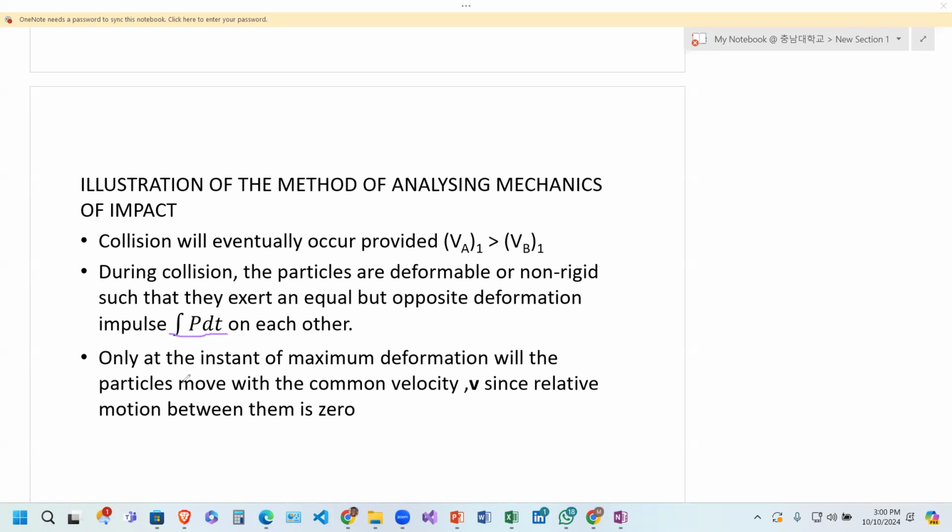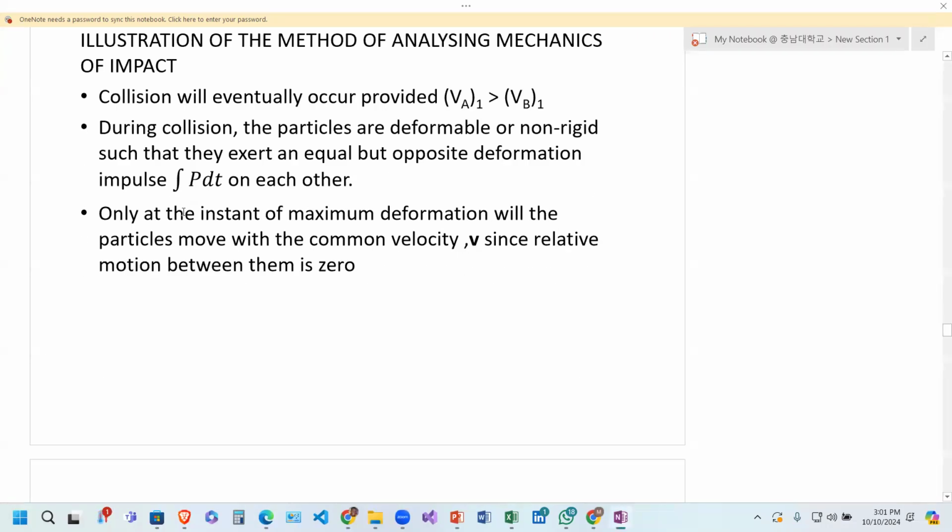Again, only at the instant of maximum deformation will the particles move with a common velocity. At that instant, the particles unite and move with a common velocity v, since the relative motion between them is zero. So at that instant, we have to mark those three important points during analysis. Let's continue to learn more about this.